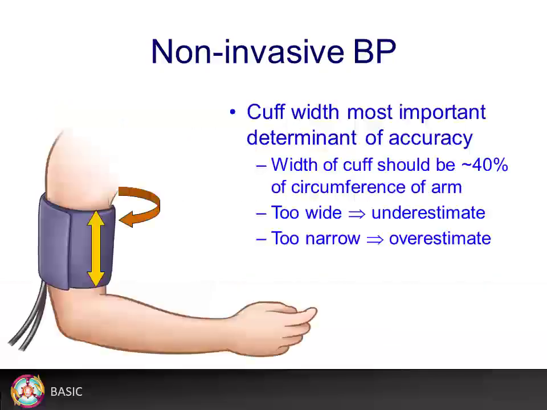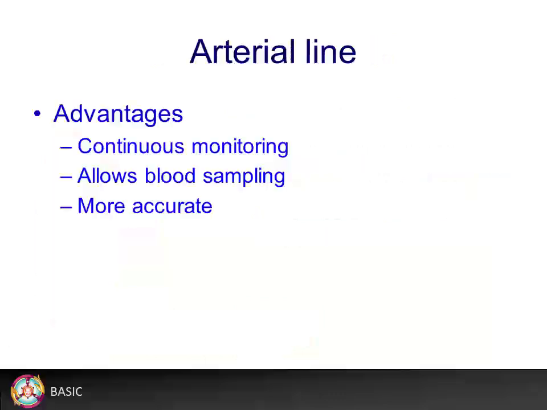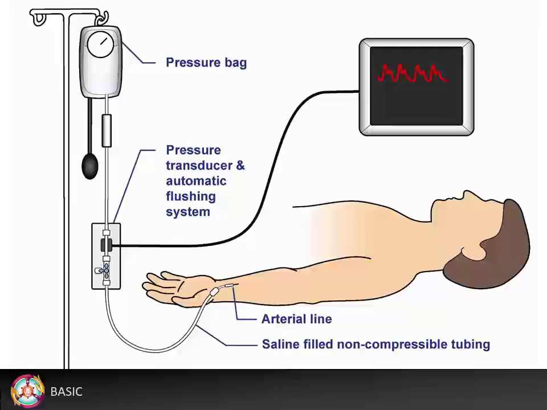Selecting an appropriate cuff width is crucial to obtain the most accurate readings with a blood pressure cuff. The width should be 40% of the circumference of the arm. The advantages of invasive blood pressure monitoring using an arterial line are that this method provides continuous blood pressure monitoring, allows blood sampling, and if properly set up, is more accurate. It requires the insertion of an intra-arterial cannula.